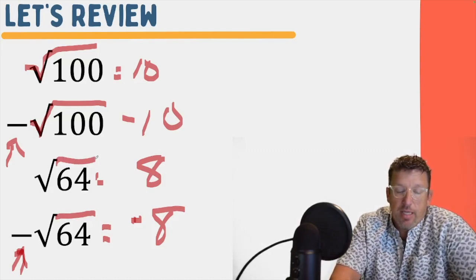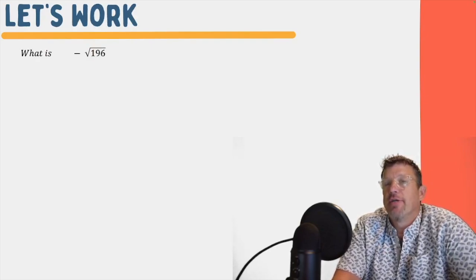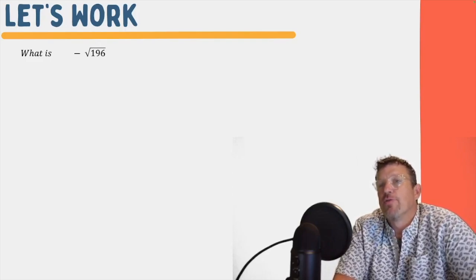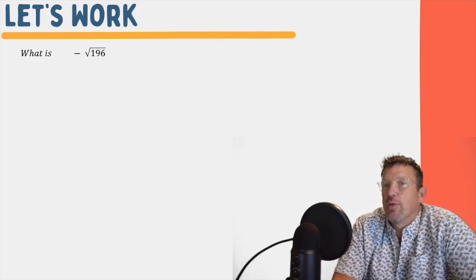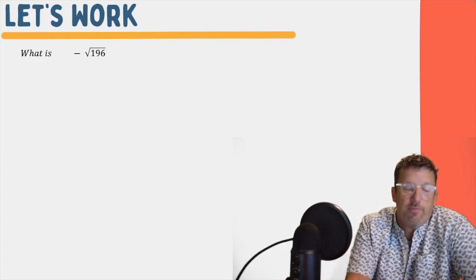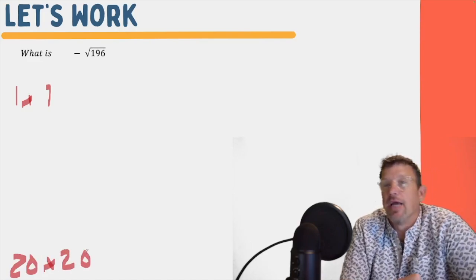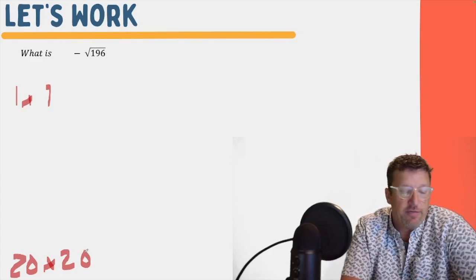Okay, next up. So what is the opposite of the square root of 196? Now, at the beginning, I told you this will be very useful if you have a memorization of your square roots or your perfect squares. In other words, if you know what 1 times 1 all the way up to 20 times 20 is, life will be a lot easier, okay? But if you don't, there are still ways to figure that out.